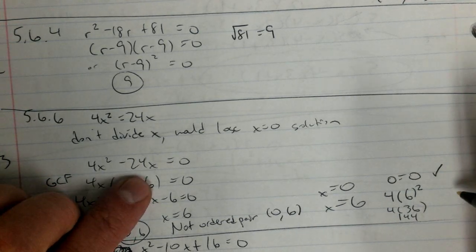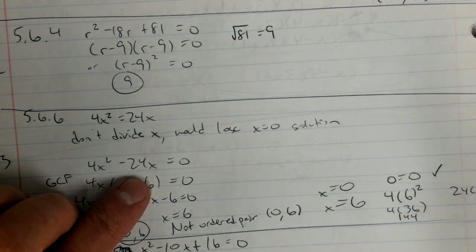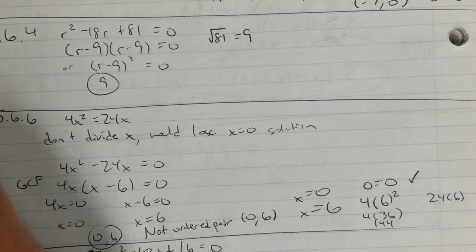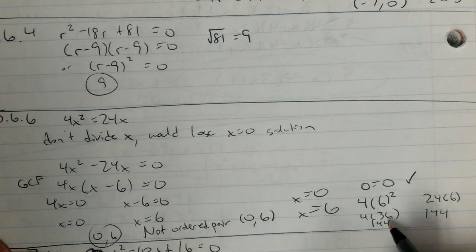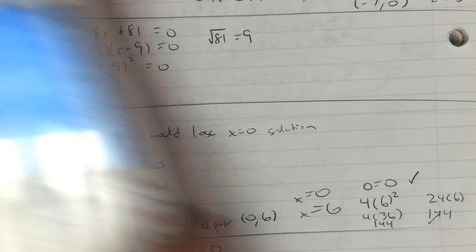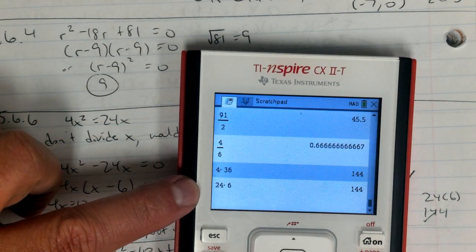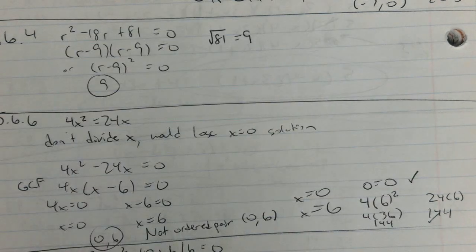And if you have 24 times 6, 24 times 6 also gives you 144. And so if you get the same number, then it worked. So there's the math for it. 4 times 36 is 144, and 24 times 6 is also 144.